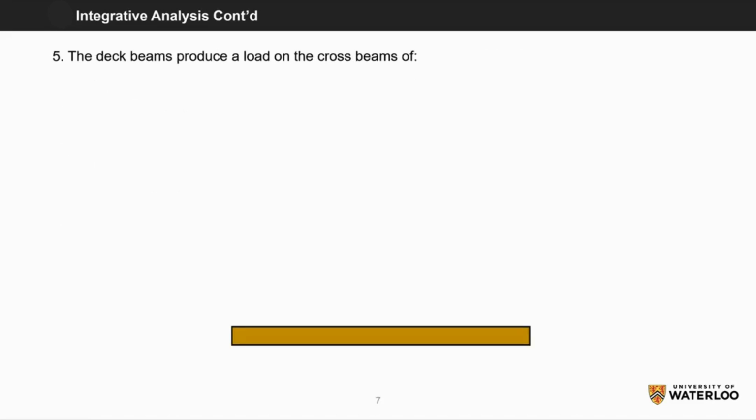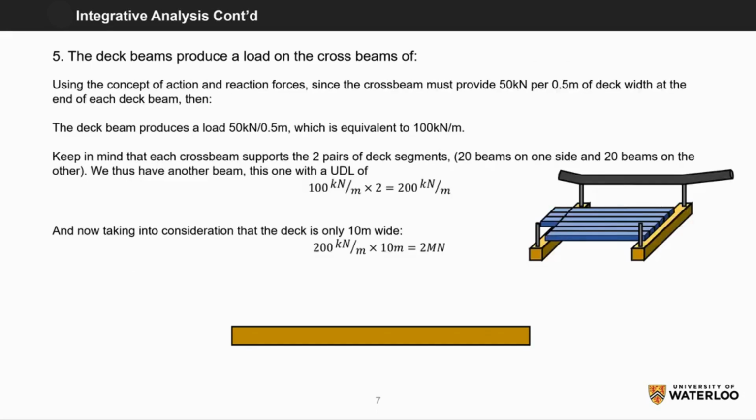The deck beams produce a load on the crossbeams of. Using the concept of action and reaction forces, since the crossbeam must provide 50 kilonewtons per 0.5 meter of deck width at the end of each deck beam, then the deck beam produces a load of 50 kilonewtons per 0.5 meters, which is equivalent to 100 kilonewtons per meter. Keep in mind that each crossbeam supports the two pairs of deck segments, 20 beams on one side and 20 beams on the other. We thus have another beam, this one with a UDL of 200 kilonewtons per meter. And now taking into consideration that the deck is only 10 meters wide, therefore the UDL is 2 meganewtons.